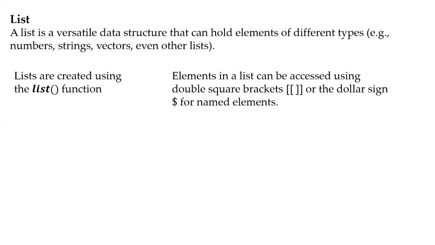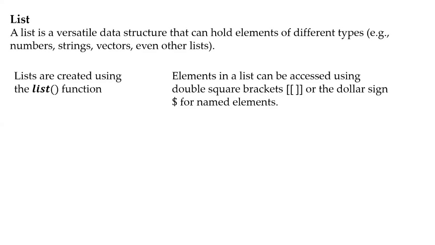You can access an element. Let's say you have different data types, vectors, matrices inside a list. And then maybe you want to retrieve the matrix or the vector in a list. You can access that matrix or vector using 2 square brackets or using the $ for a named element.